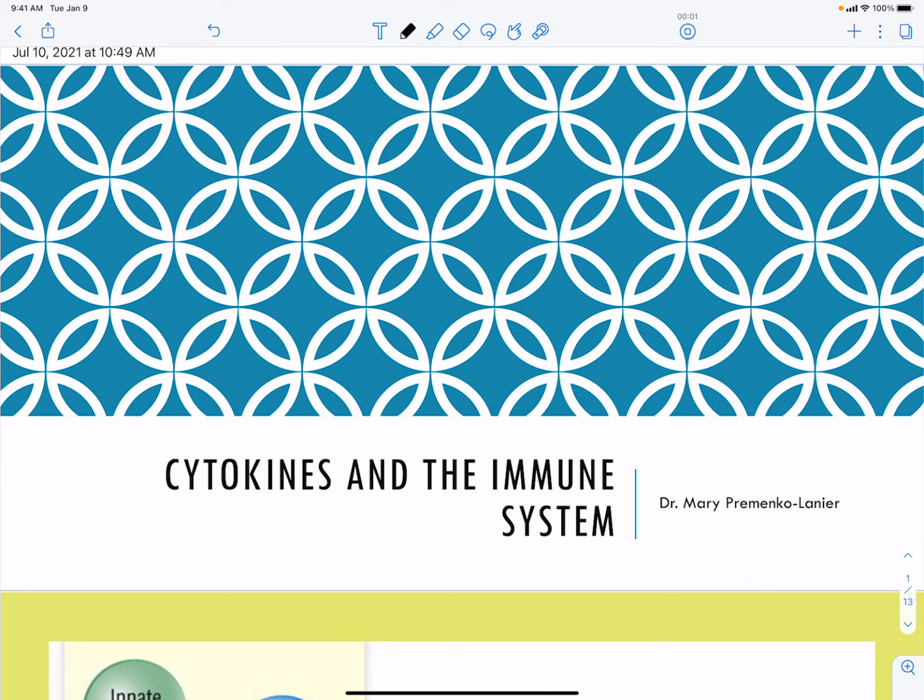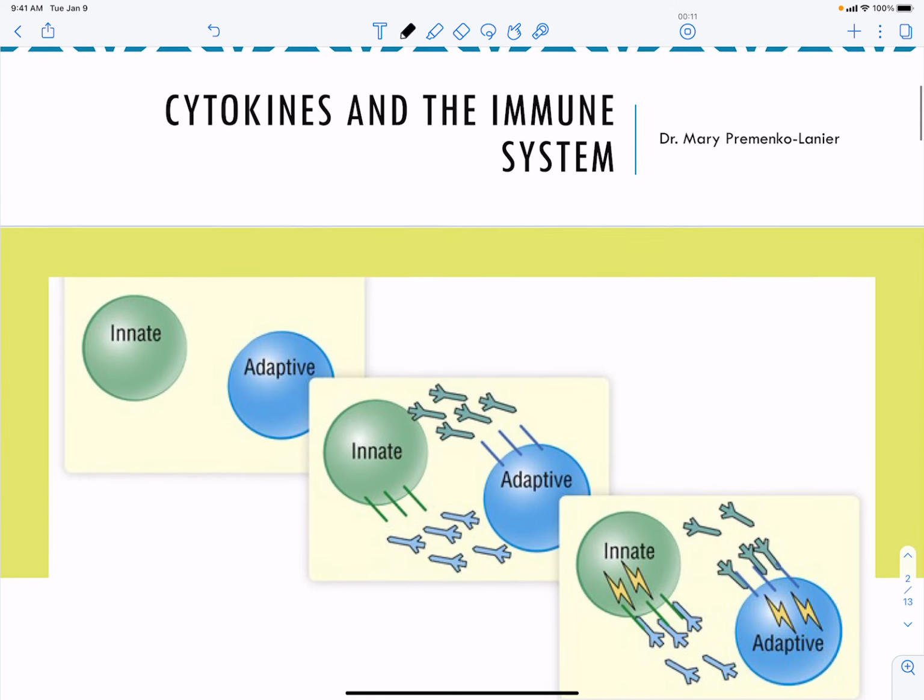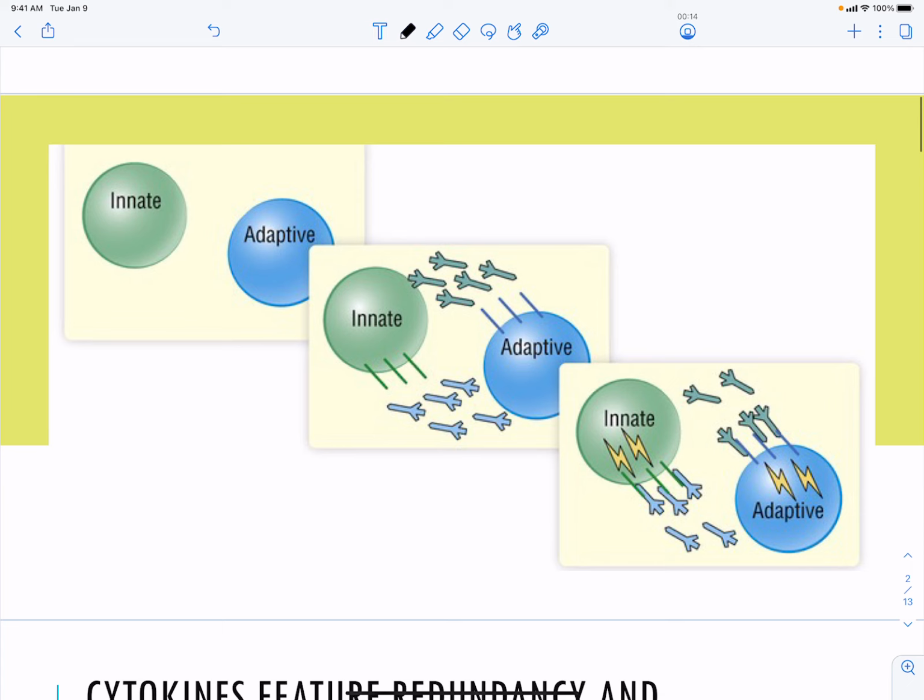Okay, so we're going to talk now about cytokines in the immune system, and some of this is going to be a review about what we've already talked about from previous lectures. So we have, of course, our innate and our adaptive immune response, and cytokines are really soluble messengers that allow the immune cells to communicate.